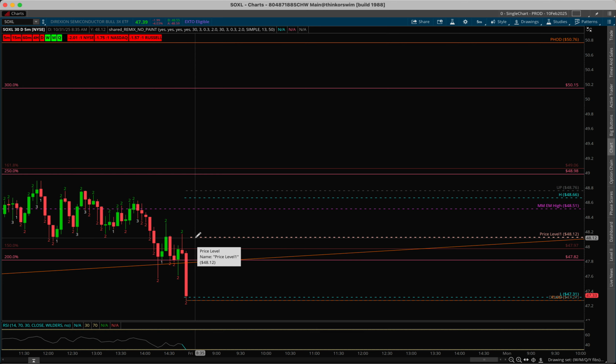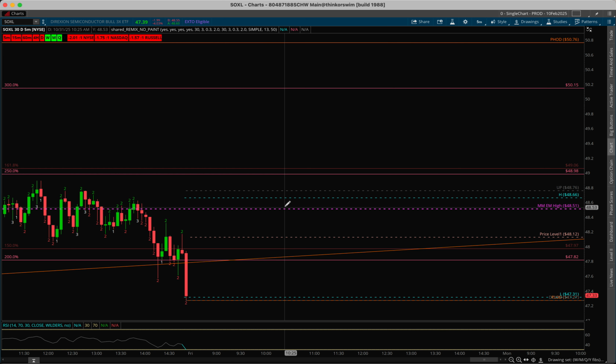Do we push up or down? If we push up, do we reject off of market makers expected move high or overnight high area and get a pullback? And once we get that pullback, we're going to be looking for a higher low at or above the opening print, right? If we get a higher low at or above this level, we want to enter calls.